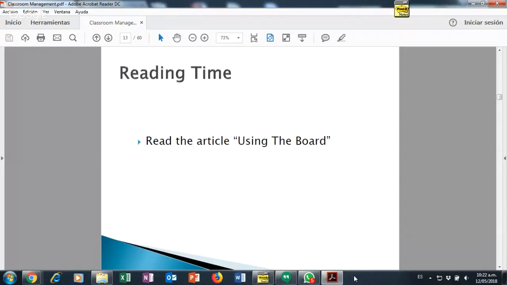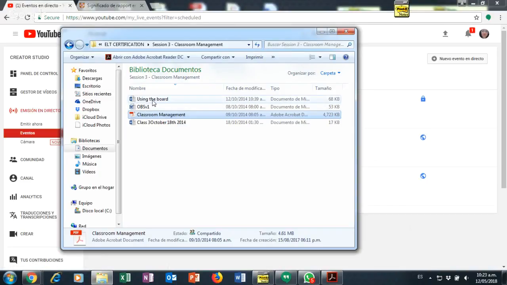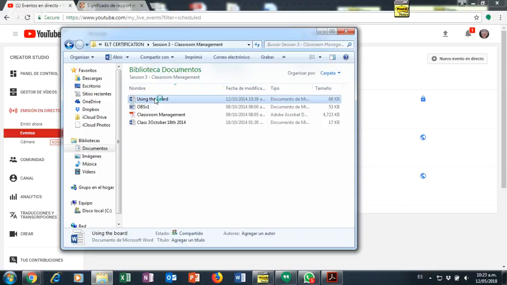All right. It says read the article using the board. I'm going to go out of this presentation. Please turn on your computers, because you're going to need access to the file using the board.